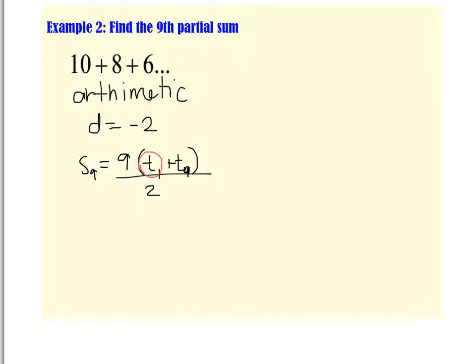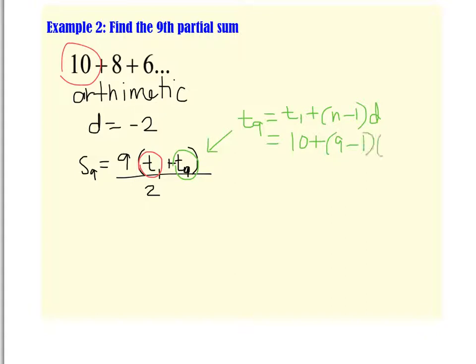Now T1 we can get just by reading it off, but T9 takes a little bit more work. So what we're going to need for that is the same formula from earlier in the chapter. T9 equals T1 plus n minus 1 times d. So that's T1 is 10 plus 9 minus 1 times our common difference of -2. So that's -6. So putting that all together, the ninth partial sum is 9 times 10 minus 6 over 2, or 18.